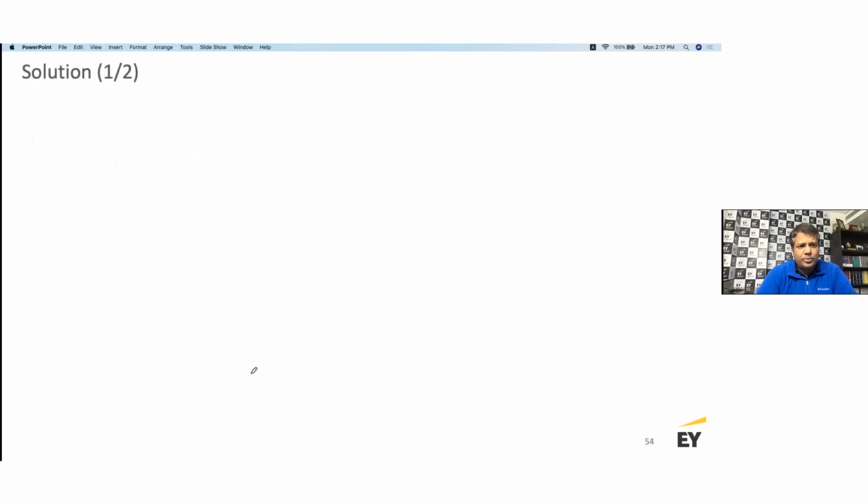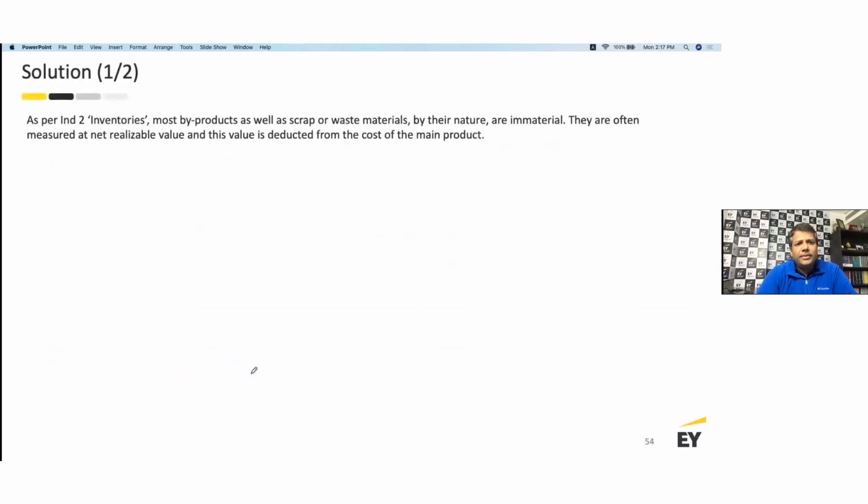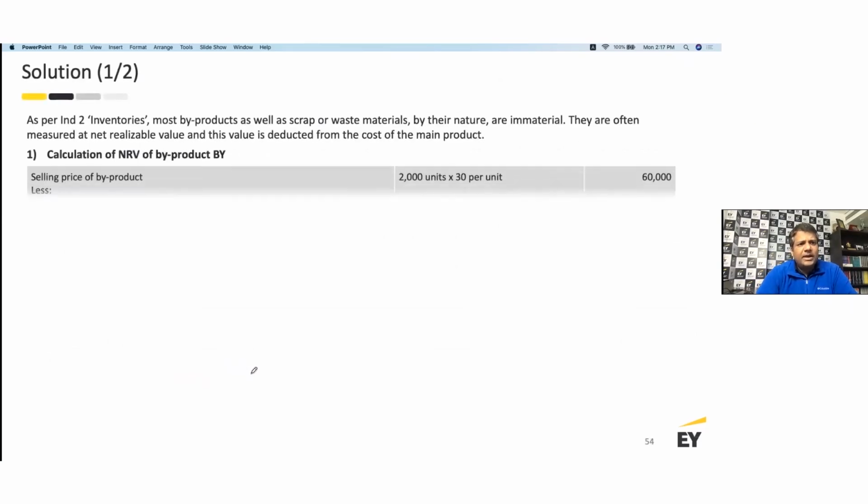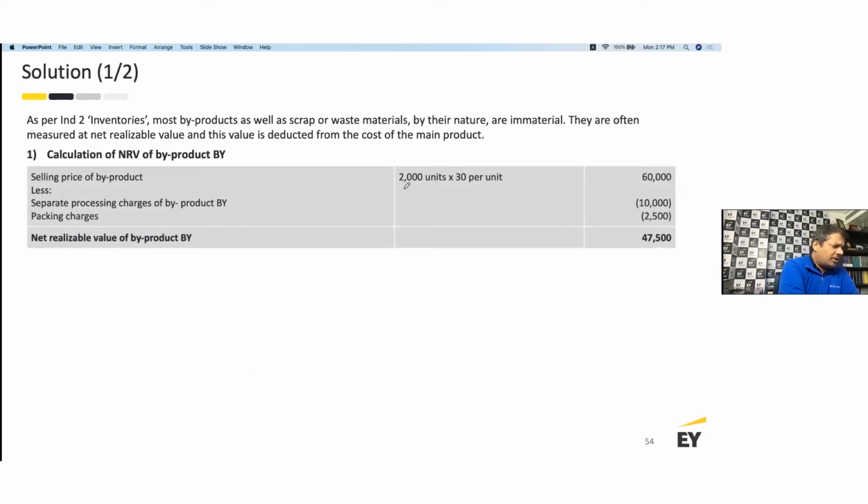So let's look at step one. Selling price of byproduct, 2,000 into 30, is 60,000. There's processing 10,000, packing 2,500. So my actual realization from the byproduct is 47,500, right? So I'm going to ignore this profit of 5,000. That's the important concept you've got to remember, because if it is a byproduct, it is considered immaterial, right? If it is to be considered material, then it's no longer a byproduct.